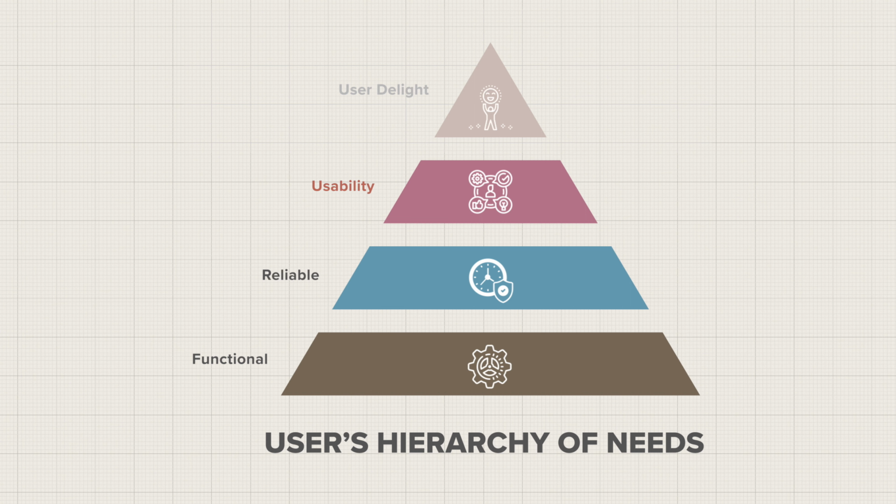So at the top of our pyramid, we reach, quote, self-actualization. In UX, we could call this user delight. It's about creating memorable, enjoyable experiences that exceed expectations, empowering our users to achieve and excel at their goals.